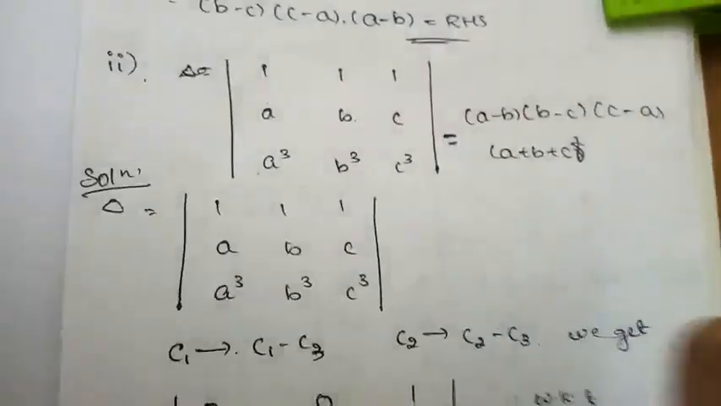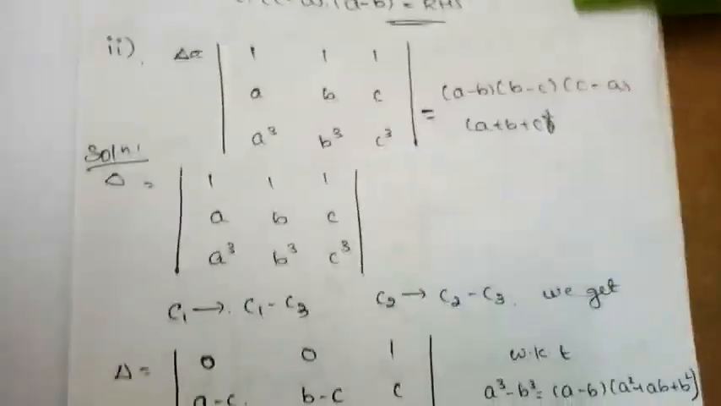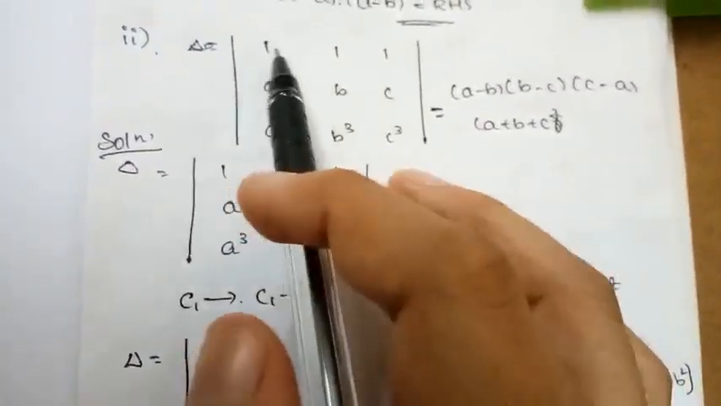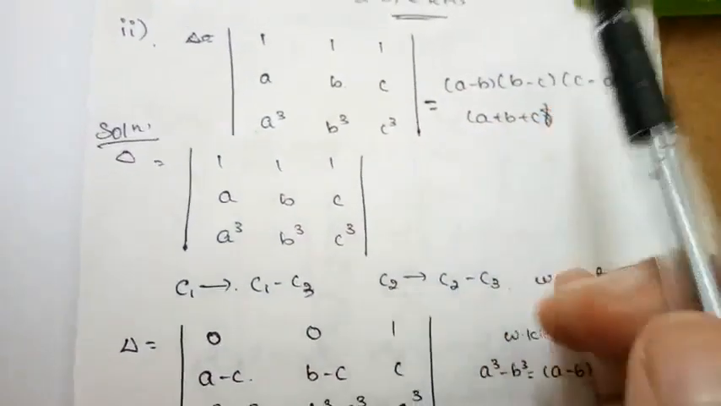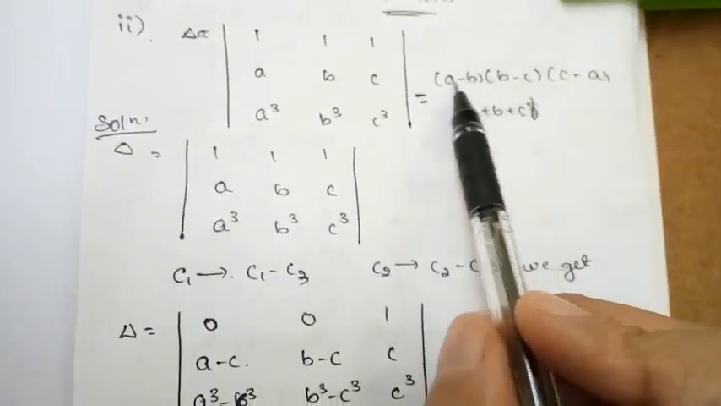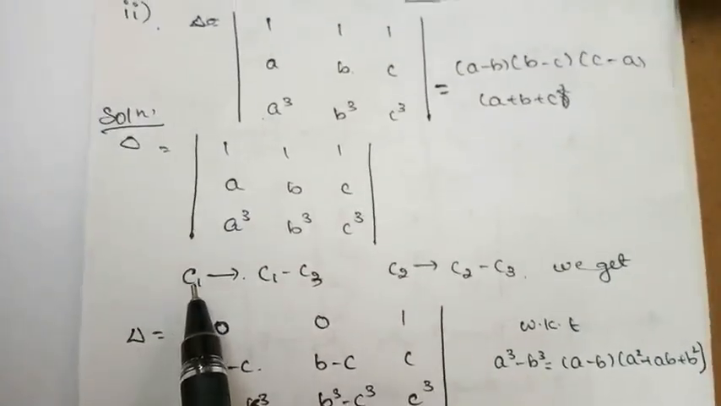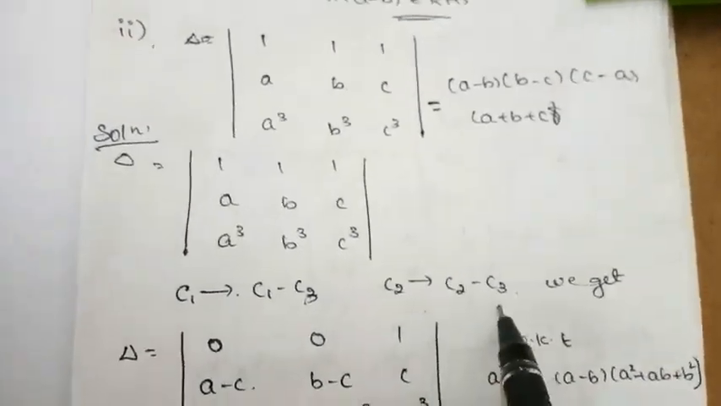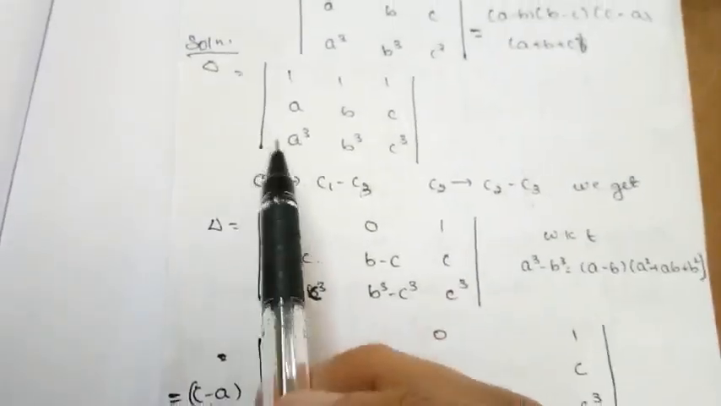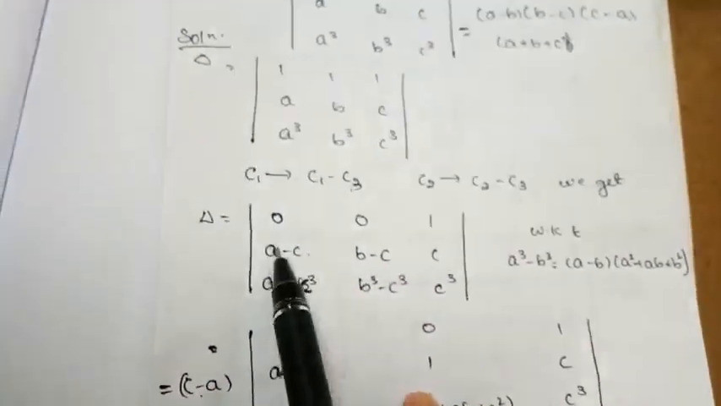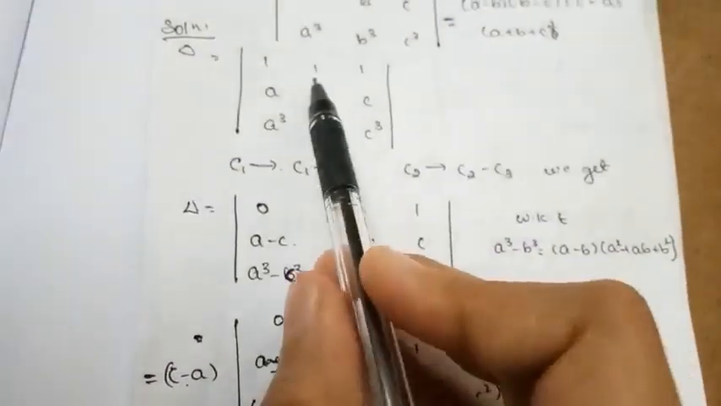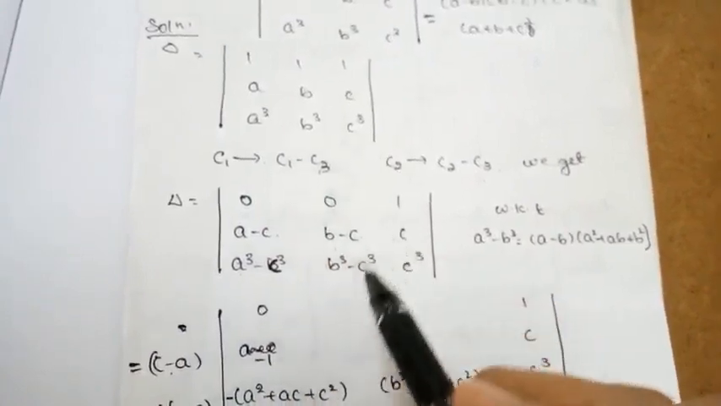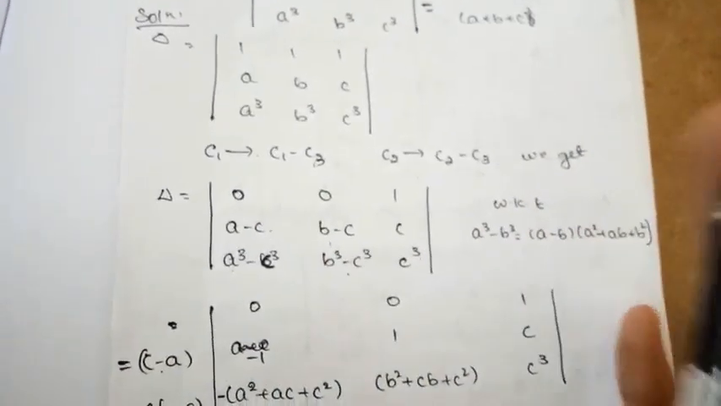The next is how we can proceed. Similar to the previous question, here also there is 1, 1, 1. So if I make any two elements of the first row equal to 0, it is convenient. So I use the column operation: C1 implies C1 minus C3 and C2 implies C2 minus C3. So C1 minus C3 becomes 0, A minus C, A cube minus C cube. The next is 1 minus 1, 0, B minus C, B cube minus C cube. Third column remains as it is.